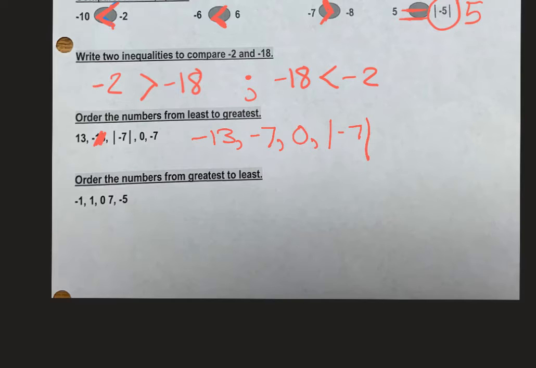They read it as absolute value of negative 7, because what is the answer to that? What is the absolute value of negative 7? 7. But we have to leave it as the absolute value of negative 7. I kind of went long on that one. And then what comes last? 13. And then your last one is 13.